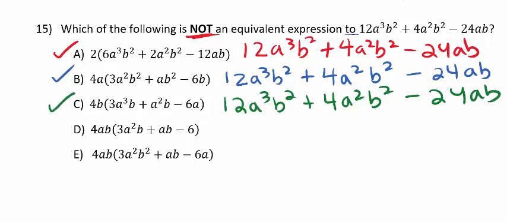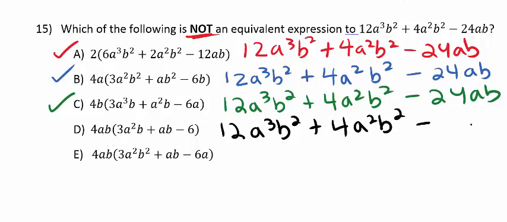Let's check D. 4 times 3 is 12. A times a squared is a cubed. B times b is b squared. Next term, we have 4, a times a is a squared, b times b is b squared, minus, and then 4 times 6 is 24, and then we have an ab. So it turns out this one is also equivalent.